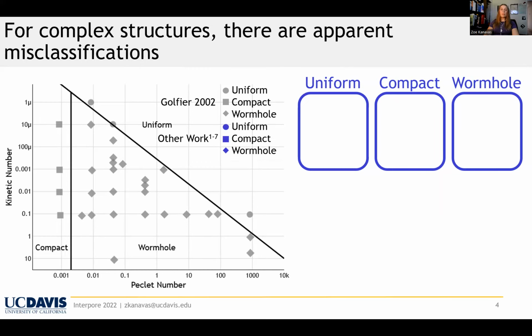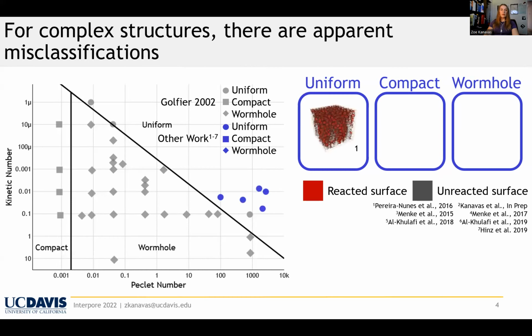I'll show these points in blue. First, we plot the samples where we observe uniform dissolution as blue circles. All of the samples correctly fall into the uniform regime as defined by Golfier's diagram. Note, I am showing the post-dissolution structure where red is the reacted surface and gray is the unreacted surface.